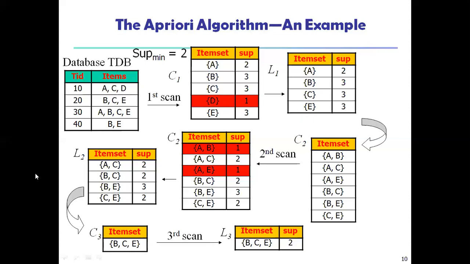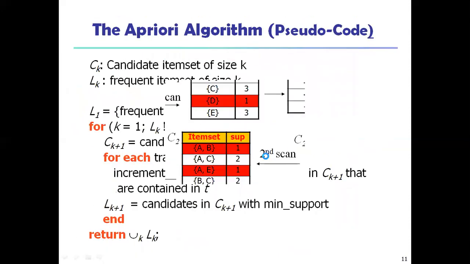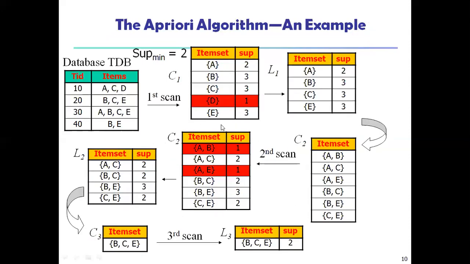So now you see how many BC are here. Here 1 item is there, here 2 items are there. So our third scan will be BCE is 2. So this is our third scan. Like that it will keep on generating the frequent item sets which have the minimum support count. This is how the Apriori algorithm works.